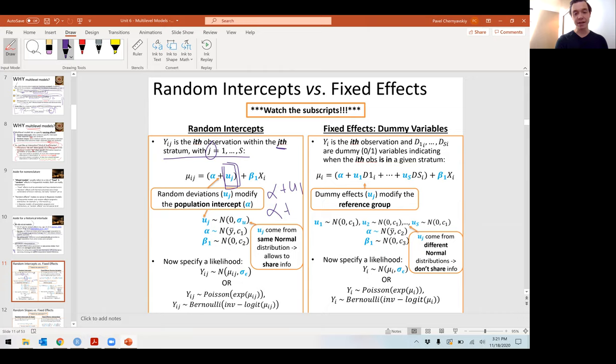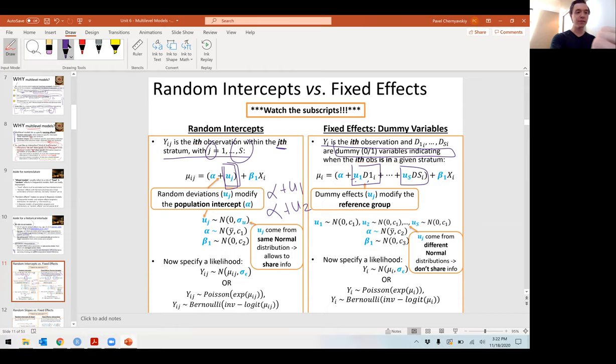So I hear what you're saying. Well, couldn't we just include stratum as a categorical effect like we did in the Airbnb example, like we did with the smoking example? Can't we just include a set of dummy variables that indicate what stratum our observation belongs in? We sure could. And this is what it would look like. Here we have a coefficient and a dummy variable, and then we have S such coefficients and dummy variables.